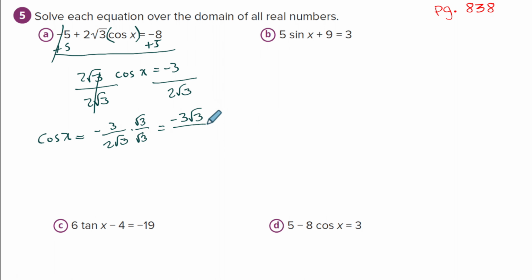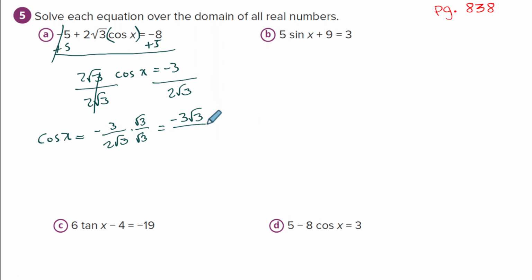So, I could draw my triangle over here, but that does look familiar. Here's 30 degrees. Here's 1, 2, and radical 3. And we want the cosine, which is adjacent over hypotenuse, to be radical 3 over 2. That's 30 degrees, or pi over 6. But we have to keep in mind cosine is negative, and that happens in the second and third quadrants. So my reference angle is pi over 6, 30 degrees.